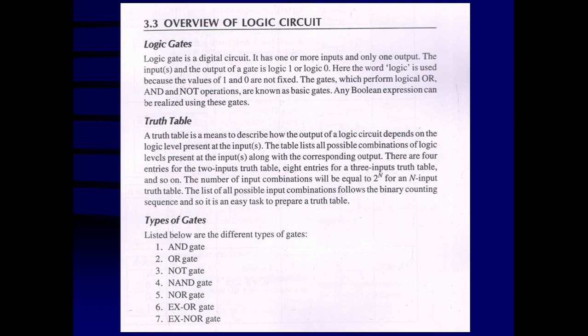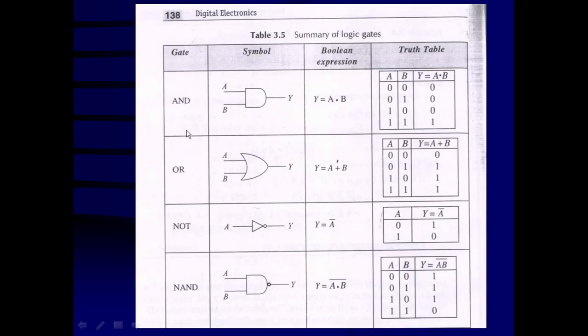Now, what types of gates have you studied? Listed below are the different types of gates. The basic logic gates are the AND gate, OR gate, and NOT gate, and the universal logic gates which are derived from them are the NAND gate and NOR gate. You have also studied the XOR gate, and when the XOR gate is followed by a NOT gate, it is called the XNOR gate. So these are the various gates you have to understand here.